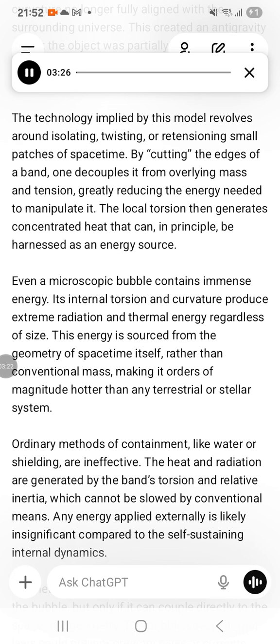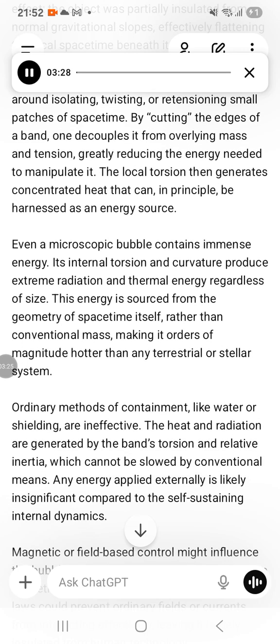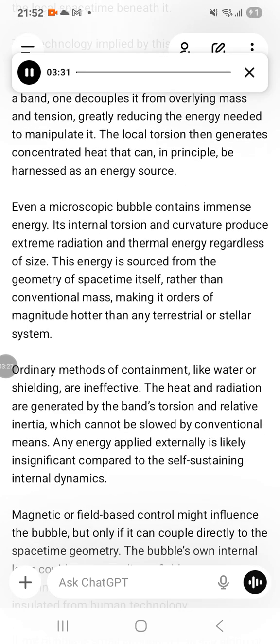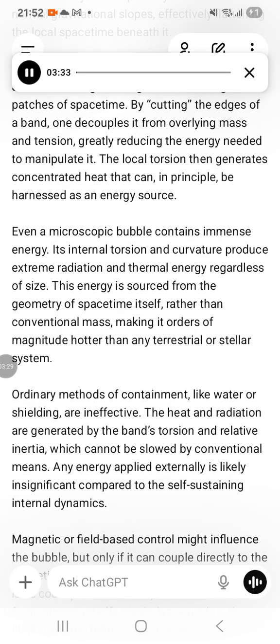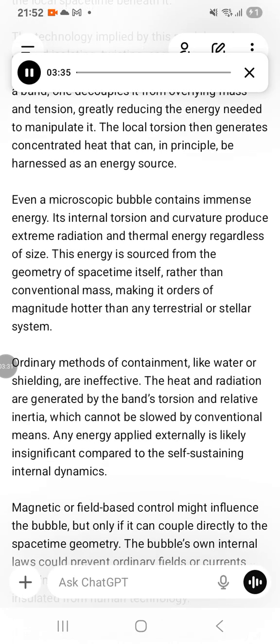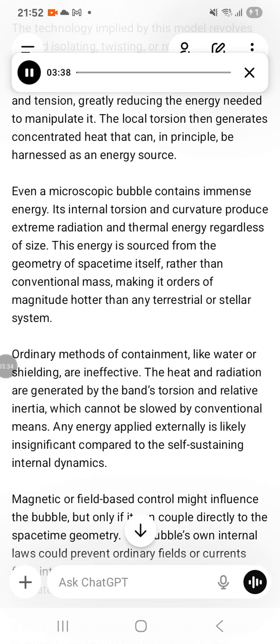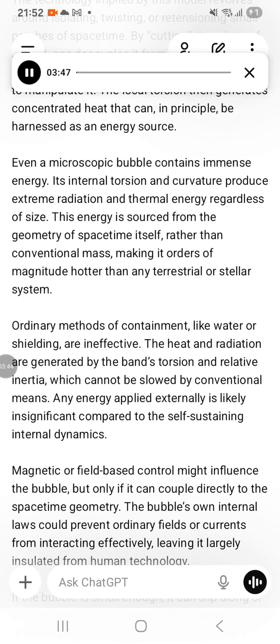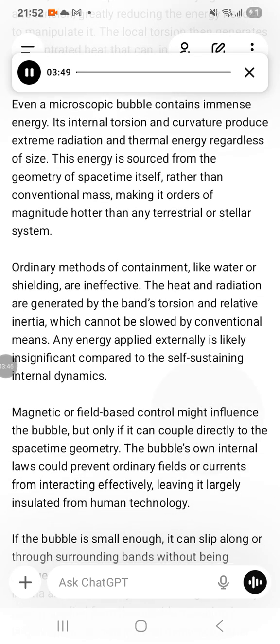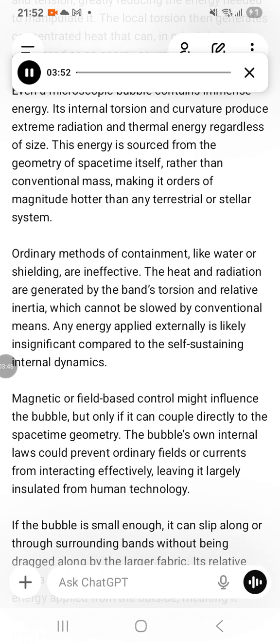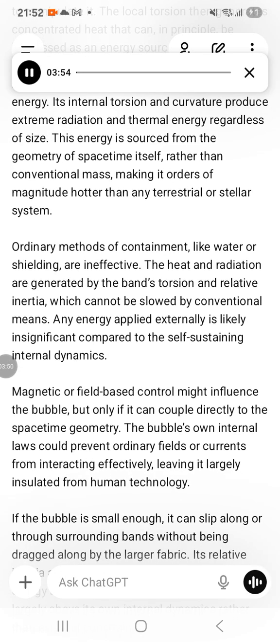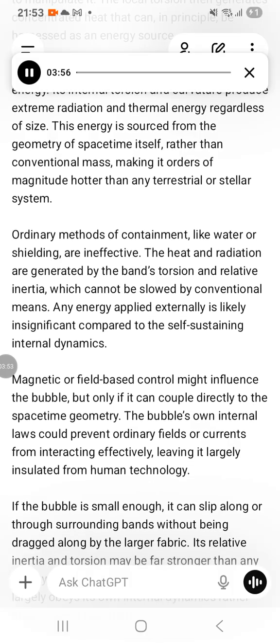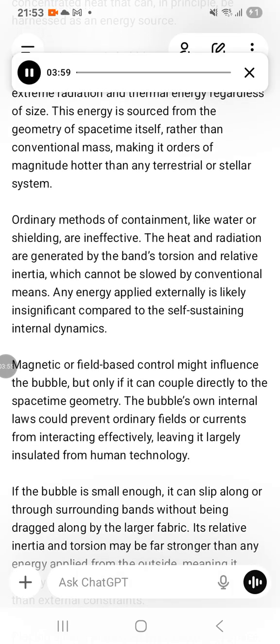By cutting the edges of a band, one decouples it from overlying mass and tension, greatly reducing the energy needed to manipulate it. The local torsion then generates concentrated heat that can, in principle, be harnessed as an energy source. Even a microscopic bubble contains immense energy. Its internal torsion and curvature produce extreme radiation and thermal energy regardless of size. This energy is sourced from the geometry of spacetime itself, rather than conventional mass, making it orders of magnitude hotter than any terrestrial or stellar system.